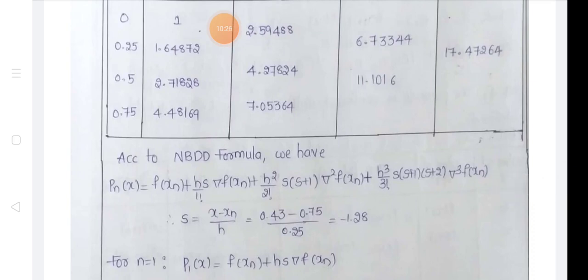According to Newton backward divided difference formula, we have Pn of x is equal to f of xn plus hs by 1 factorial del f of xn plus h square by 2 factorial s into s plus 1 del square f of xn plus h cube by 3 factorial s into s plus 1 s plus 2 del cube f of xn. Therefore, s equals x minus xn by h equals 0.43 minus 0.75 by 0.25 equals minus 1.25.